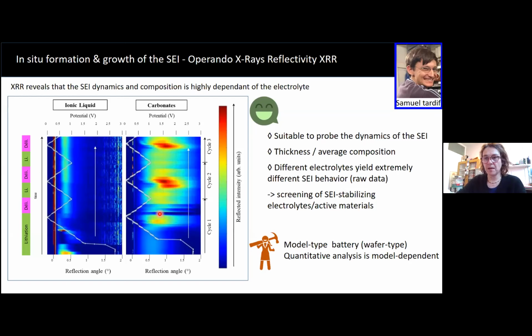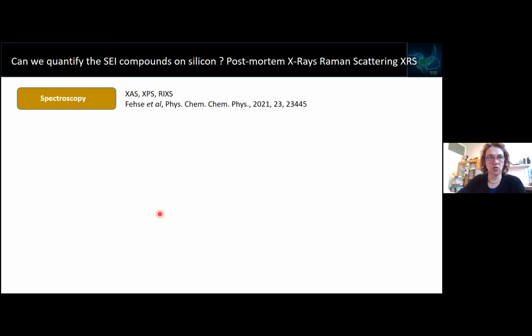So with this example, I've shown you that we can see the dynamics of the SCI when it builds, but we don't really have details on the compounds that are formed during this SCI building. So to get insights into the compounds, we need another technique which belongs to the family of spectroscopy and which is called X-ray Raman scattering, XRS.